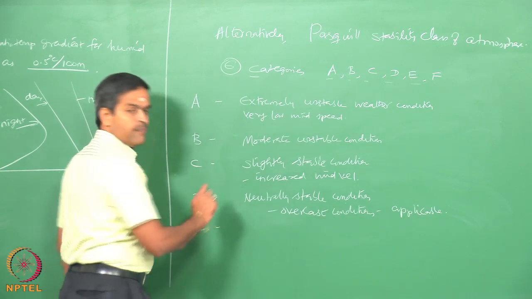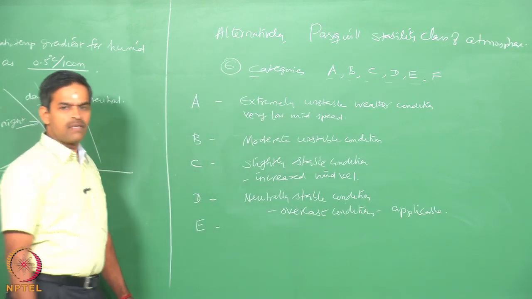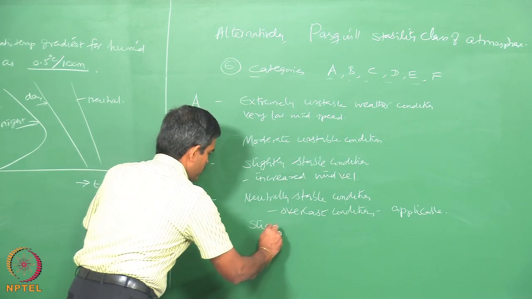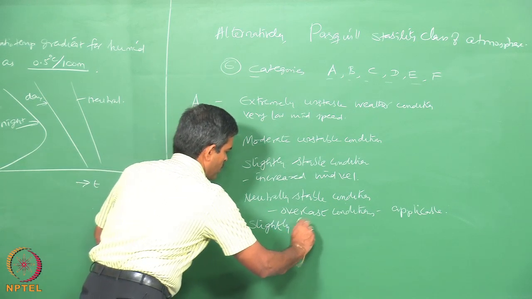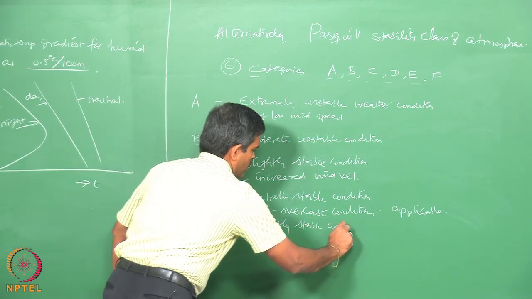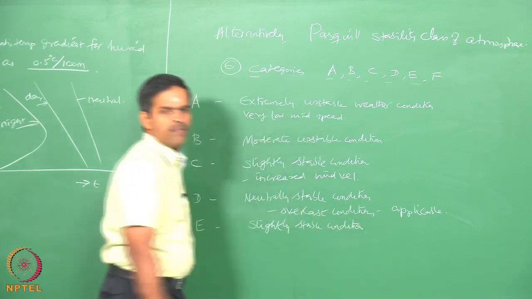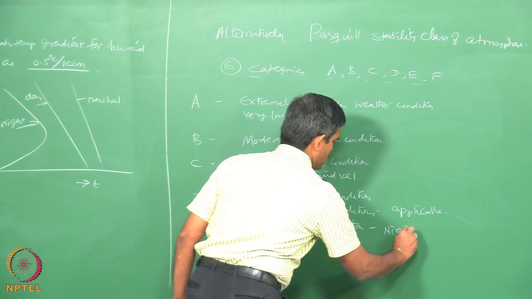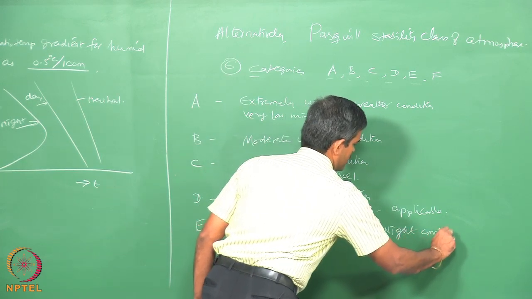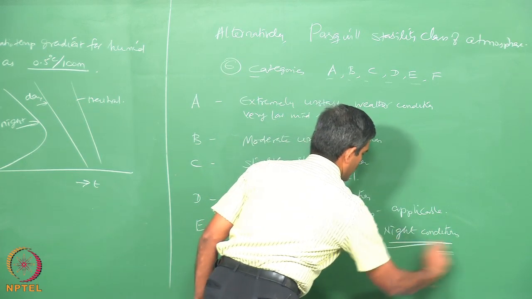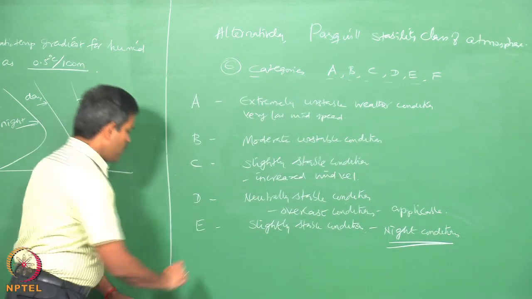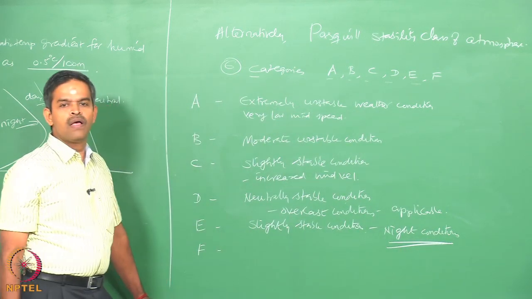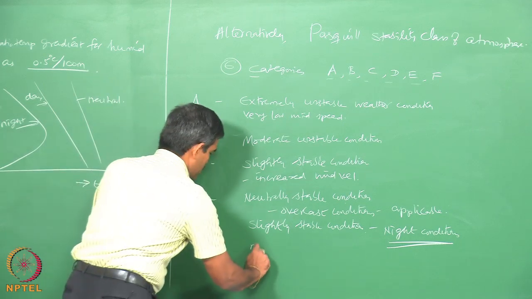E refers to slightly stable condition which is used especially for night conditions. F refers to moderately stable condition.